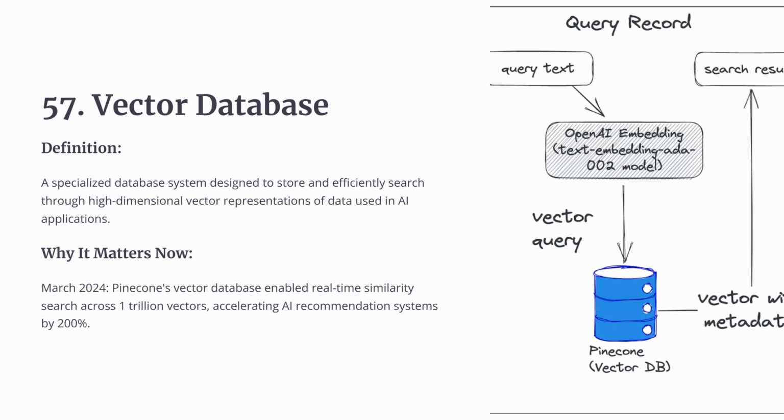A vector database is a specialized database system designed to store and efficiently search through high-dimensional vector representations of data used in AI applications. Imagine a library where books are organized not just by genre or author, but by every concept they contain. Pinecone's achievement means we can now search through a trillion pieces of information as quickly as you can find a book on a shelf. It's revolutionizing how quickly AI can find relevant information.